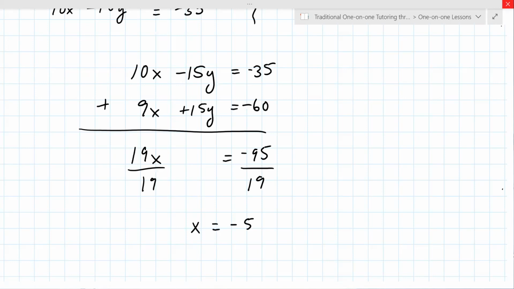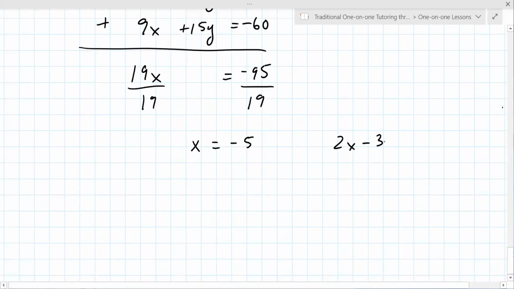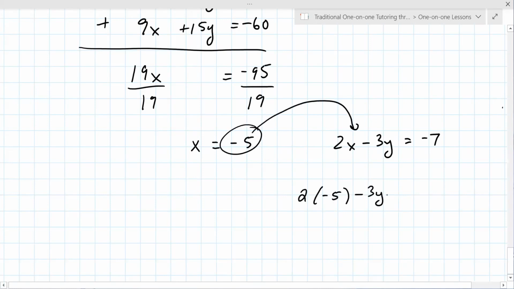So now that we have x, we need to find y. To find y, we go back to one of the original equations. Let's go with the first equation, 2x minus 3y equals minus 7. We're going to take this x value, minus 5, and put it in for x. So 2 times minus 5 minus 3y equals minus 7. Let me know when you get caught up to there, and we'll continue.